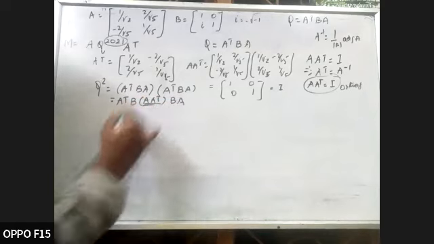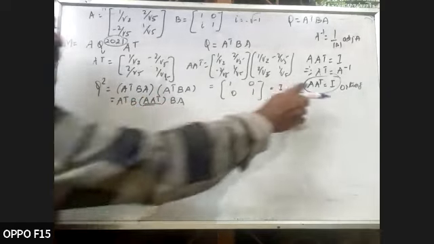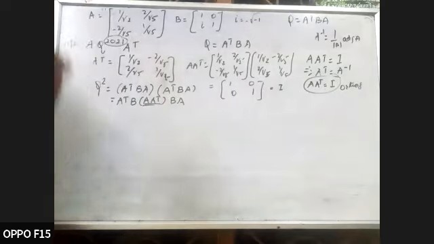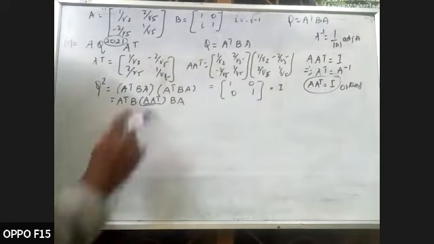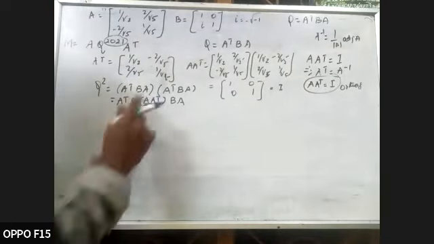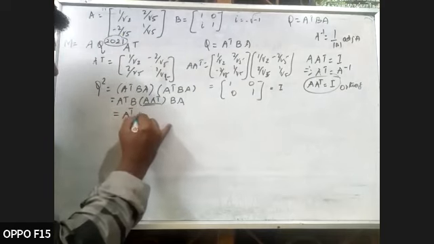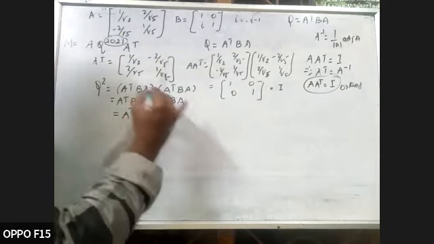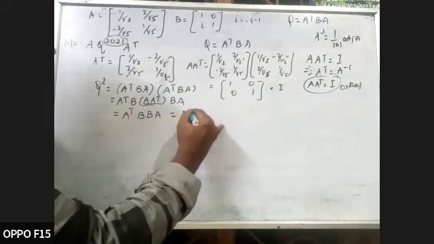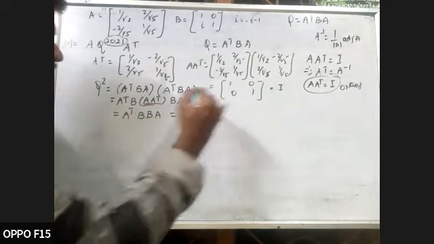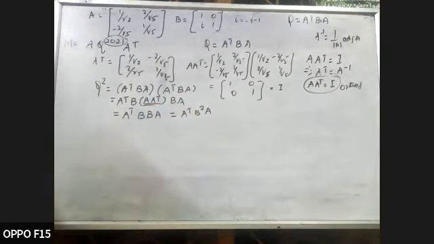What is the value of A transpose? A transpose உடைய value என்னது? I. Because the given matrix is an orthogonal matrix. I னா one மாதிரி. Again we can write this as A transpose BBA. Otherwise we can write this as A transpose B square A. Q square உடைய வேல்யூ என்னன்னா A transpose B square A.